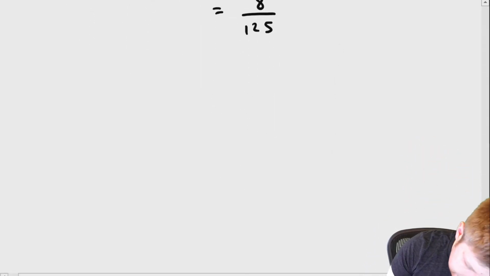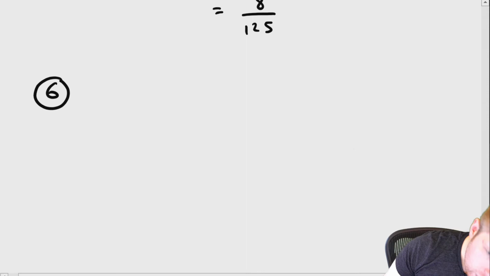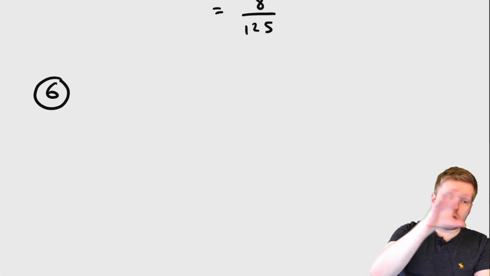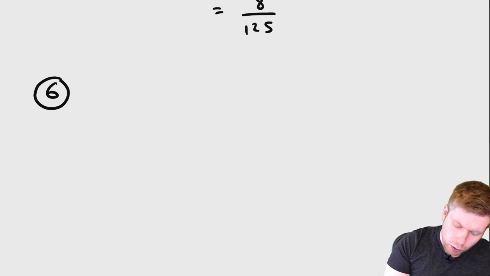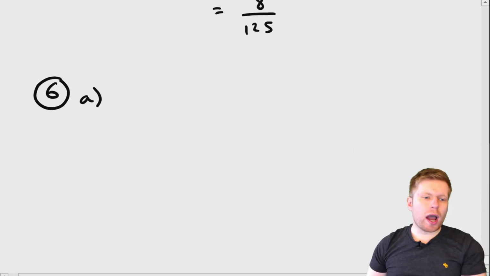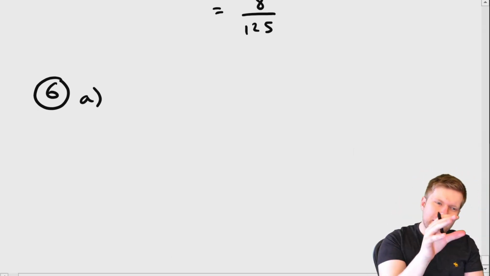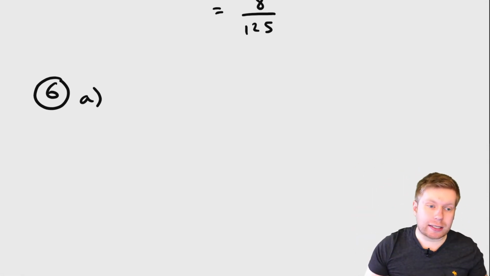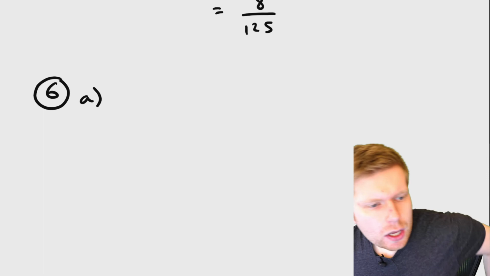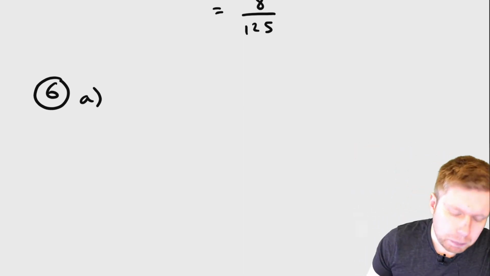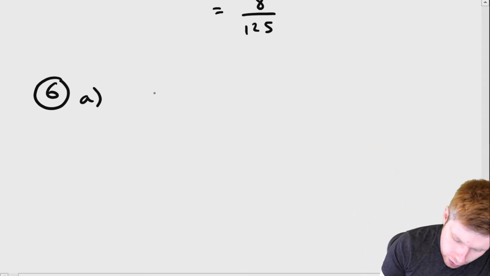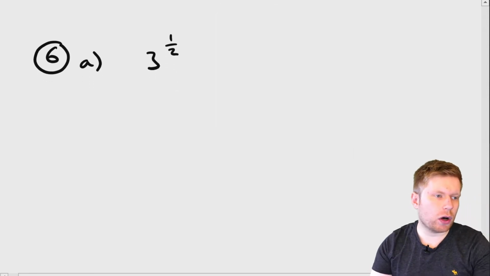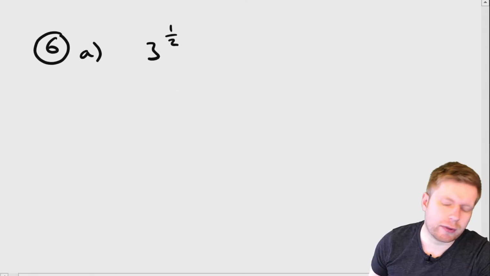So I think we're on to number 6 now. Number 6, I'm actually going to split into 2 parts. I'm going to call this one 6a. You'll see why I'm doing this in just a second, because we're going to look at a simpler case first, and then we'll extend it in part B to a more complex case and put it all together. So first of all, what is 3 to the power of 1/2? I'm going to ask you, what is 3 to the power of 1/2?